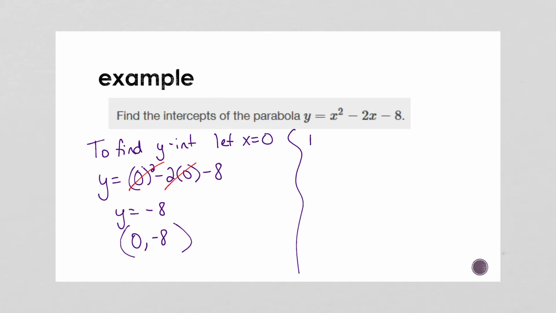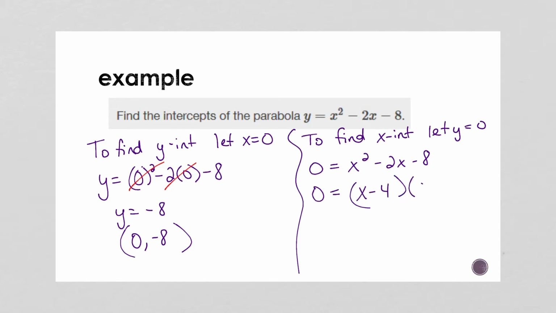All right, so to find the x-intercepts, let y equal 0. So I'm going to put in 0 where I see y. All right, let's see if we can factor this. I think we can. Now I'm going to take each of those factors and set them equal to 0 and solve.